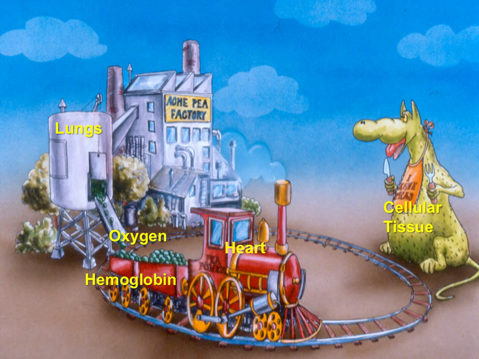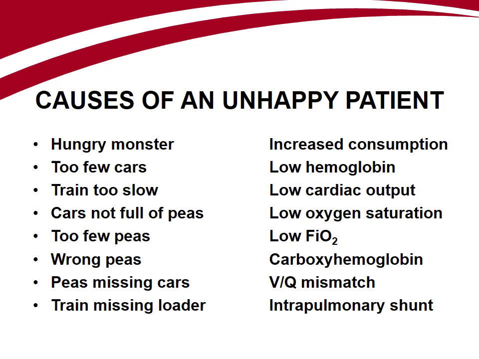If the oxygen or hemoglobin are inadequate, diseased or injured lungs are unable to deliver oxygen across the alveolar capillary membrane effectively, or cardiac output is decreased, oxygen delivery at the cellular level will be inadequate to meet the patient's oxygen consumption. End organ failure will ensue, and the patient will have a poor outcome. Just as the pea monster was unhappy when hungry, our patients will be unhappy when their oxygen demands are not met. A hungry pea monster equals increased oxygen consumption.